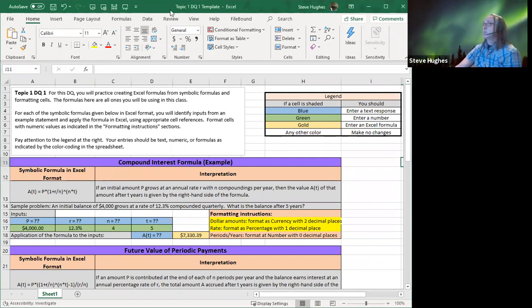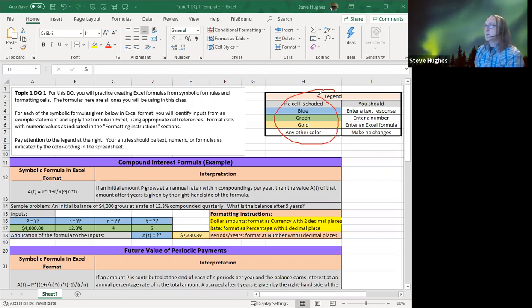First of all, let's notice the legend on the right-hand side of the Excel sheet. As you're going through this work, please notice with me that the blue cells are where I entered a text response. The green cells are a number, and the gold cells have an Excel formula. Right here is our example.